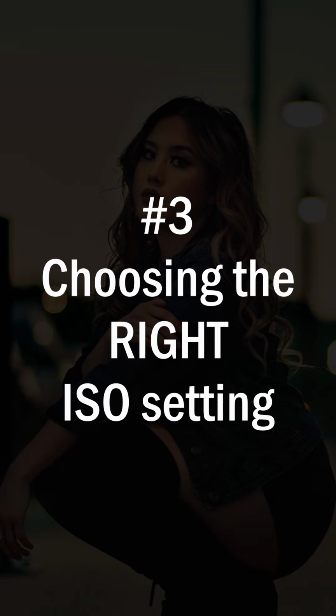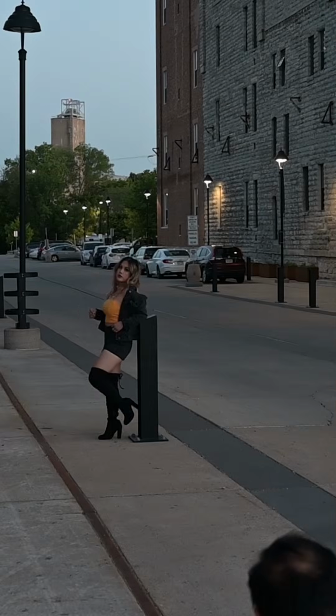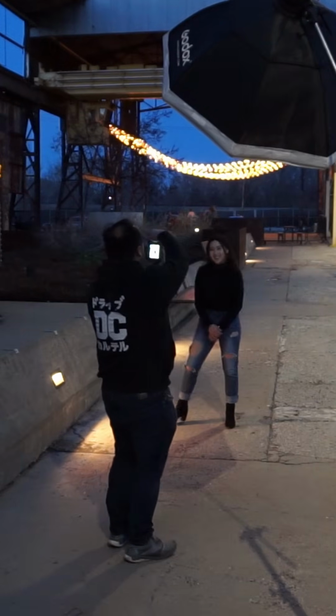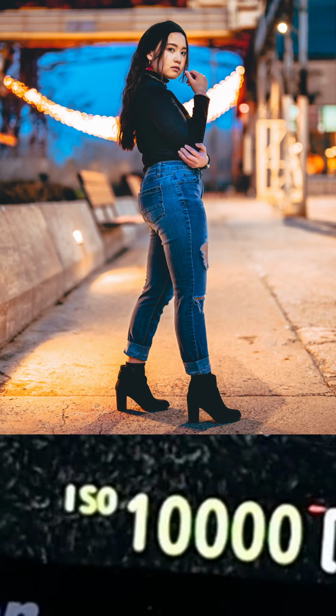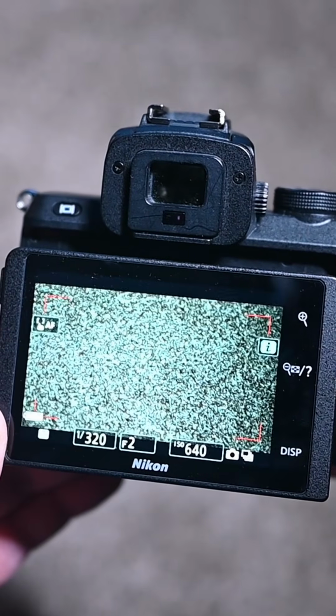Number three, choosing the right ISO setting. The best ISO setting really depends on the lighting situation you're working with. In a well-lit area, you can use a slightly lower ISO to maintain the grain in your images, but in low light situations, or when you need to freeze motion, you'll need to raise the ISO to get a properly exposed image. ISO is one of the most important elements of the exposure triangle, right next to aperture and shutter speed.